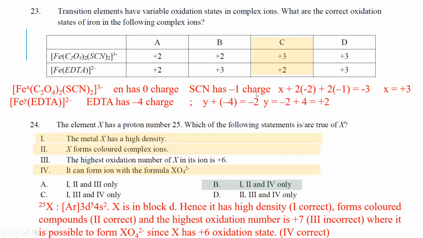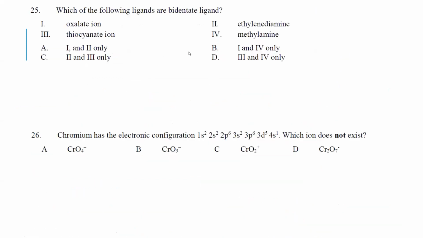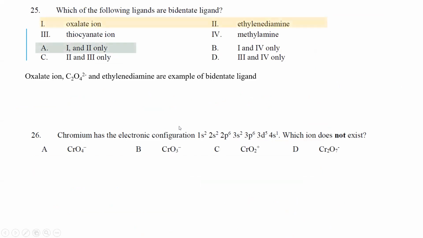Immediately we go to question number 25. Which of the following ligands is a bidentate? So this one you have to memorize by yourself. Oxalate ion C2O4 2 minus and ethylene diamine are examples of bidentate ligands. So the answer is 1 and 2 only. If you want to know what the Lewis structure looks like, in here I also provide how both of them look like, so that you have a slight idea on why they are bidentate ligands.